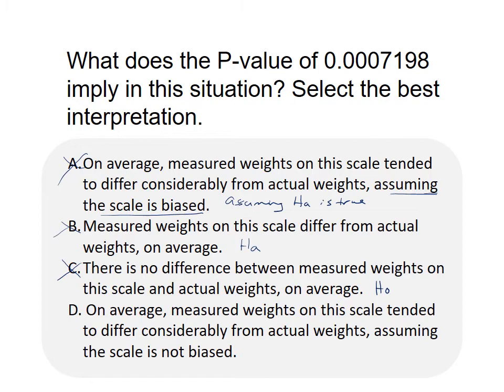Hopefully D works. On average, measured weights on the scale tended to differ considerably from actual weights, assuming the scale is not biased. Okay, this is looking promising because we're assuming H0. Considerably doesn't mean that it had to be a huge difference. It just means that it's more different than we'd expect to see if it was just due to chance. Basically, our test statistic ended up further out in the tail than we thought it should be if the results were just due to chance. So yes, this is the closest to what a p-value means out of these options.